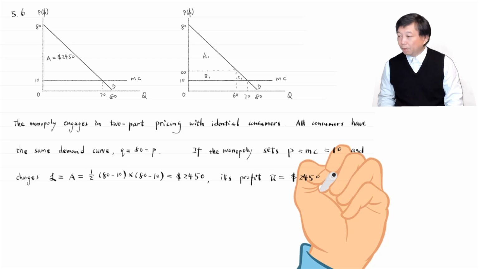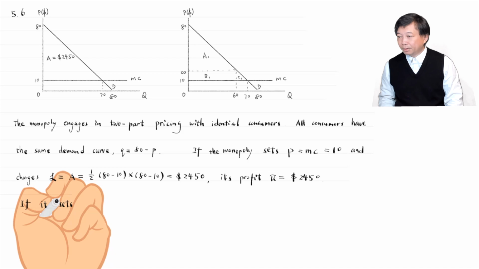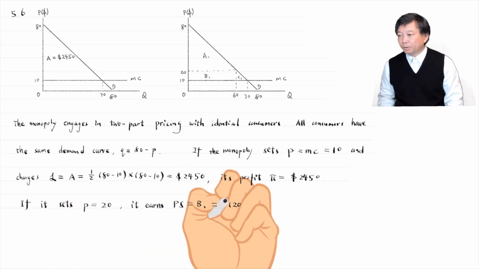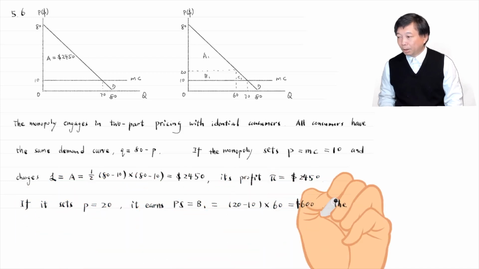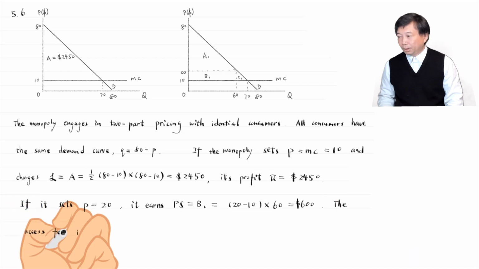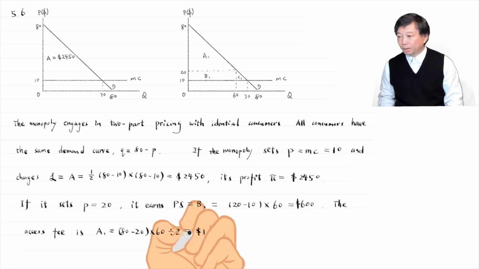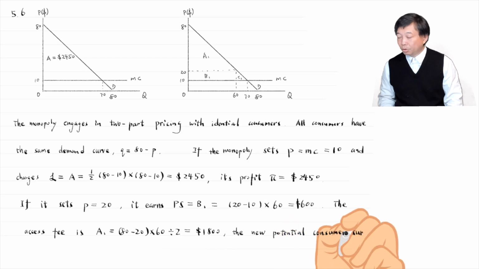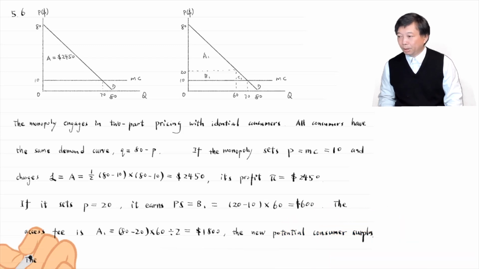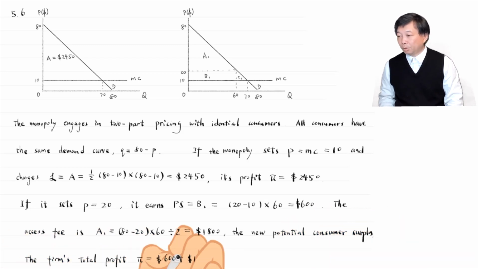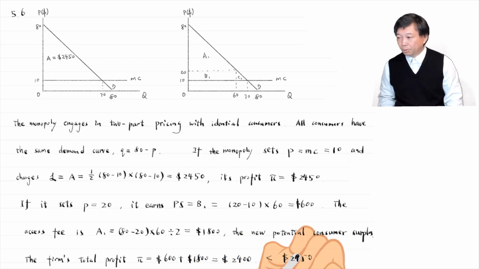By contrast, if it sets a higher per unit price at $20, it earns a producer surplus of $600, but it can only charge an access fee of $1,800, which is the new potential consumer surplus. The firm's total profit will be $2,400. It's smaller than the profit in the case where the per unit price is set at the firm's marginal cost. It leads to the deadweight loss of the C1 triangle area.